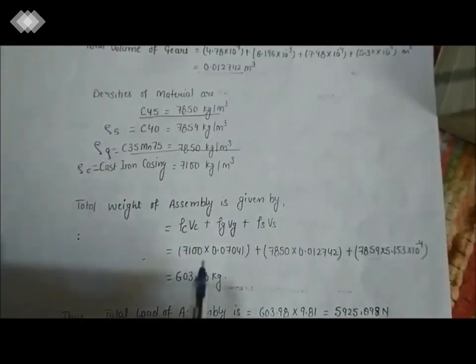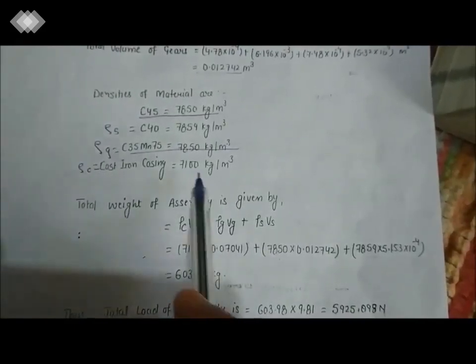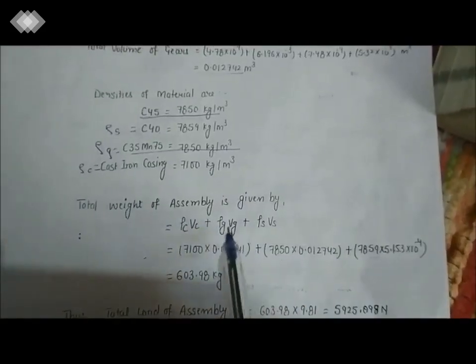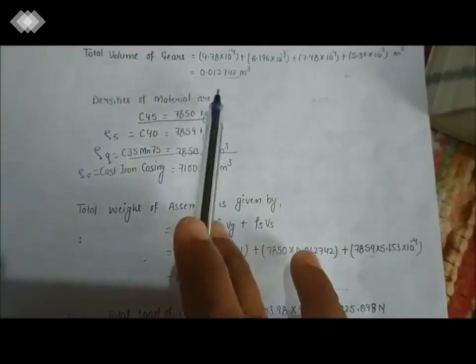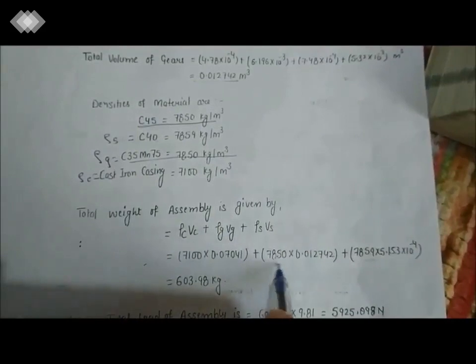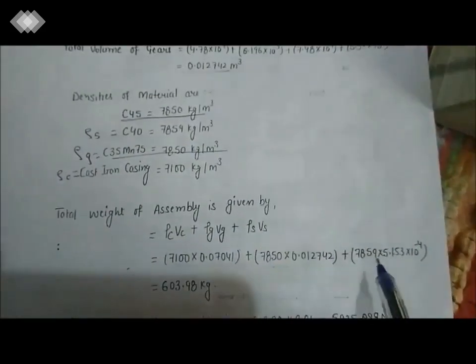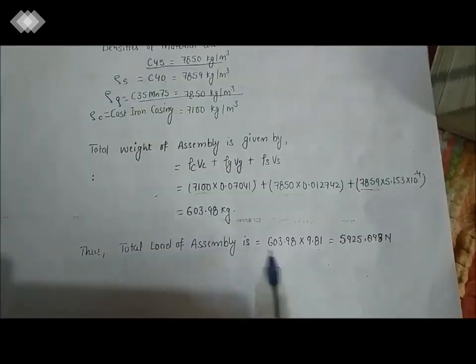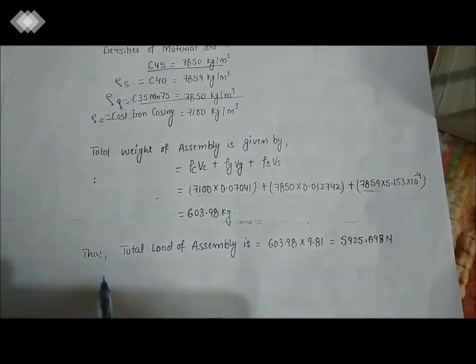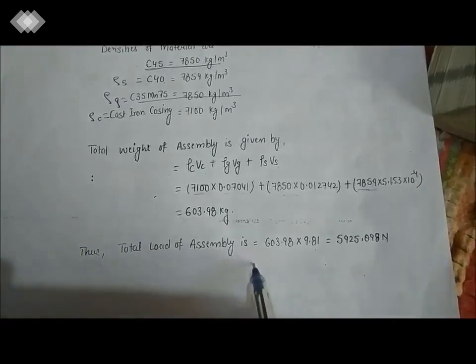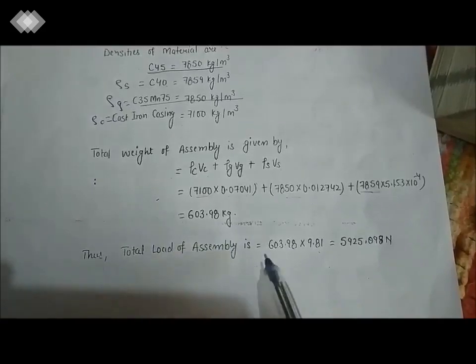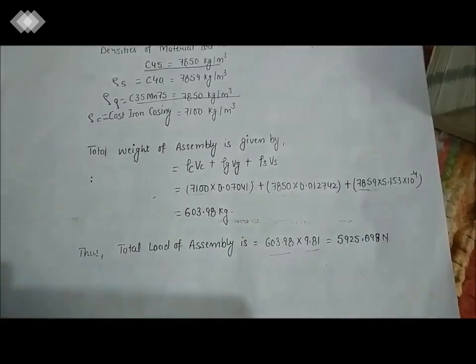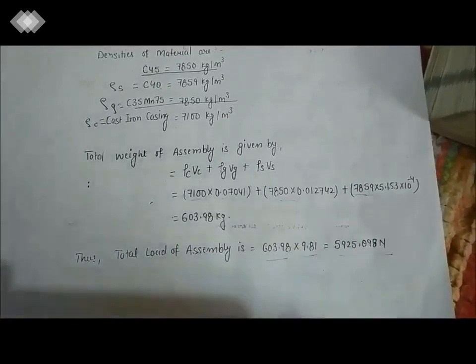We already calculated the volume of casing, and here we multiply with the density of casing. Then the volume of gear, which we already calculated, multiplied with the density of the gear. Similarly, volume of shaft multiplied with the density of shaft. So we get the weight of the assembly. So we can calculate the total load of assembly, which is equal to weight into 9.81. So here we get the value of total load of assembly.